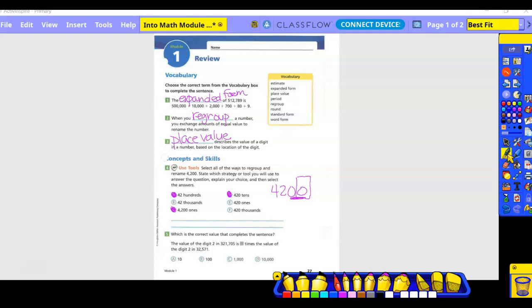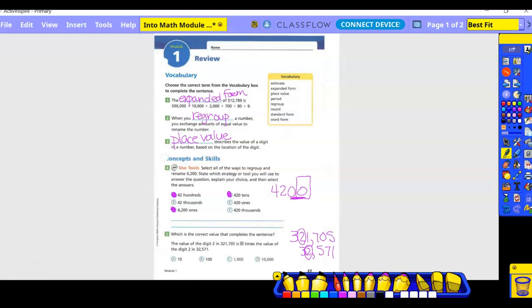Okay, let's look at number 5. Which is the correct value that completes the sentence? The value of the digit 2 in 321,705 is blank times the value of the digit 2 in 32,571. So let's write those numbers over here. So we have 321,705. And then the 2 is right here, correct? Okay. Then we have 32,571, and the 2 is right here.